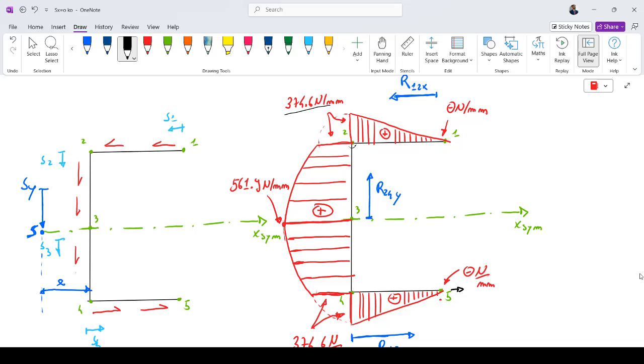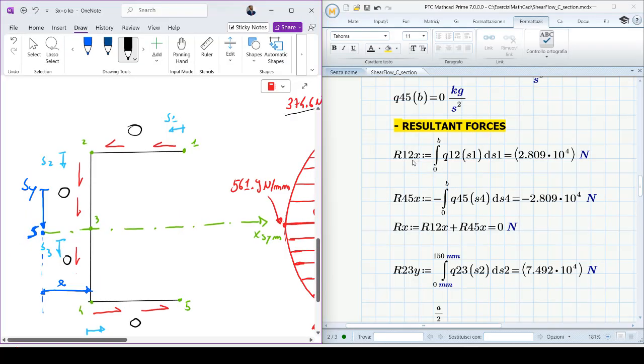Now I want to obtain the resultants R12x, R24y, and R45x. To obtain these resultants, I must integrate the shear flow as a function of S1 here, as a function of S2 here, as a function of S3 here, and as a function of S4 here. So we have the abscissa reported here. As I did in MATHCAD, you see that R12x is clearly this integral from 0 at point A to B at point 2. Clearly also for the 4-5 flange, from 0 at point 4 to B at point 5.